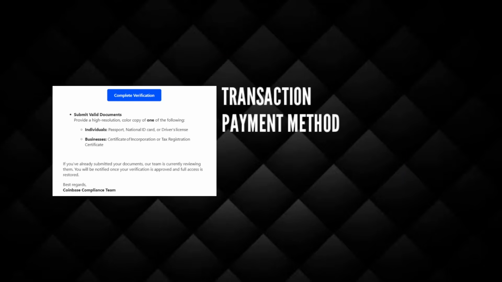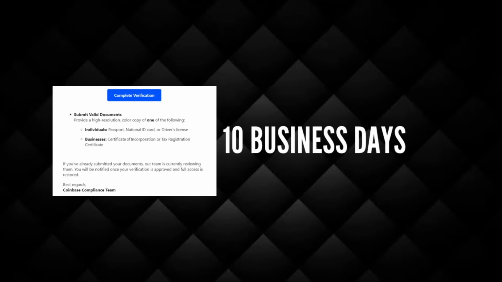Suspended. Your account is under active review. Coinbase compliance team is looking at something. A transaction, a payment method, an identity flag. You might still log in, but trading and withdrawals are paused. This can take anywhere from 10 business days to, in some reported cases, 2 to 8 months.